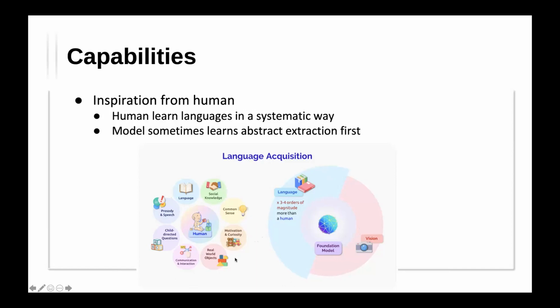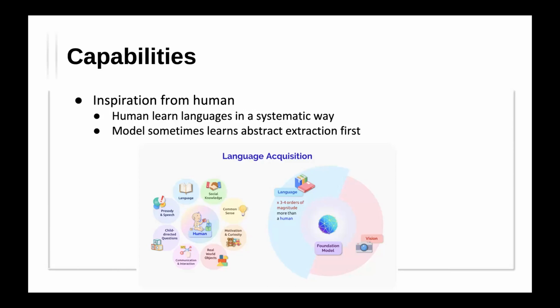It means that humans have logic, and when we learn, we interact with environments, and we ask questions. Humans can learn language like this, but for a foundation model, we use 3 to 4 orders of magnitude more data than a human to train, and the foundation model is also trained on some vision data. So that's the difference, and they think maybe the training of foundation models should mimic how humans learn language, and that could be a direction.